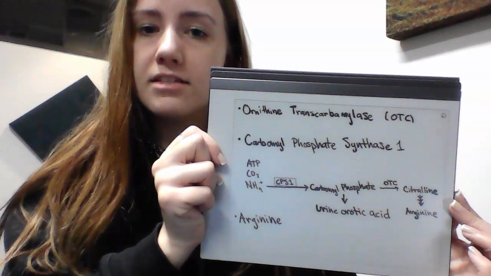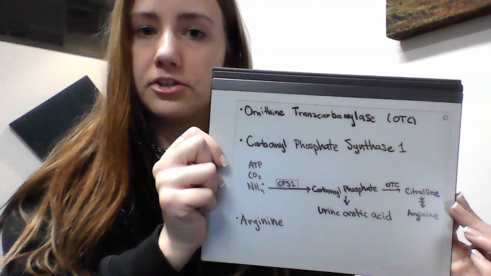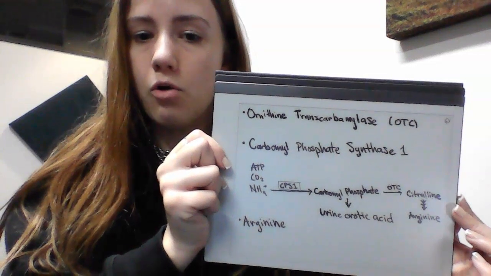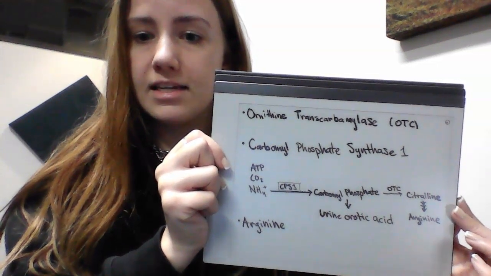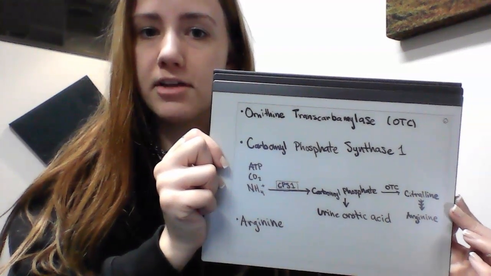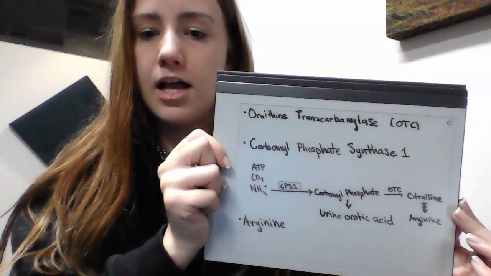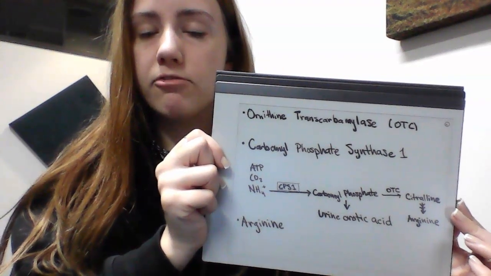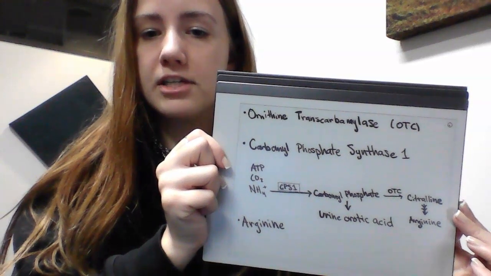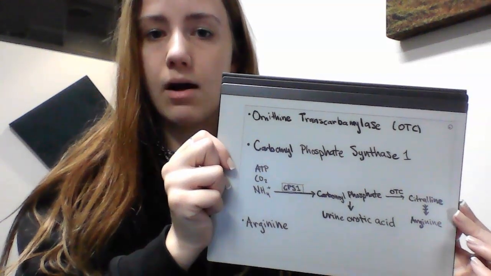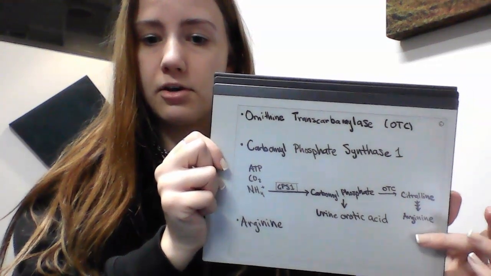I believe the least likely urea cycle enzyme to be affected would be carbamyl phosphate synthetase 1. That's because if there was a dysfunction in this enzyme, this would lead to a decrease in carbamyl phosphate, which would lead to a decrease in orotic acid, which is the opposite of what we saw presented in our patient.